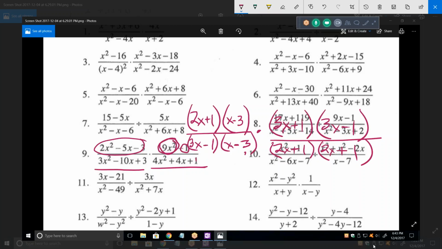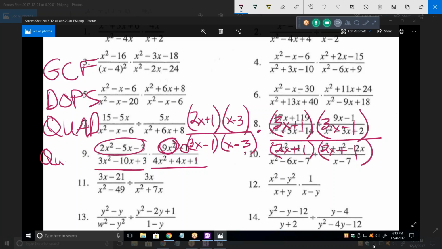And what if that didn't work? What do you have to do? Greatest common factor is first. Difference of squares is second in terms of what you're looking for. Quadratic is third, but what if quadratic doesn't work? Then you've got the quadratic formula. Oh, yeah, quadratic formula. That's the last resort. If nothing works, you have to use the quadratic formula.